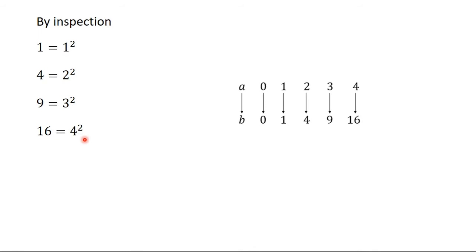There's a pattern repeating. And the pattern is that if you want B, all you need to do is to take A and square it. So this is the rule of the mapping. B is equal to A squared.